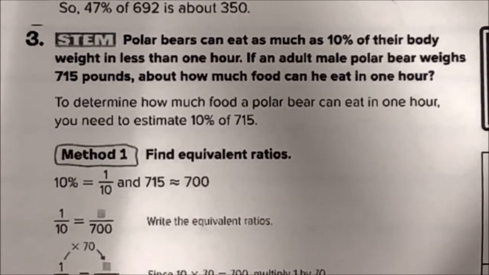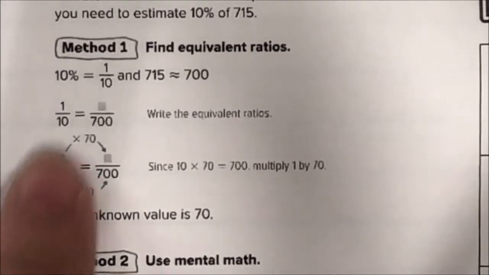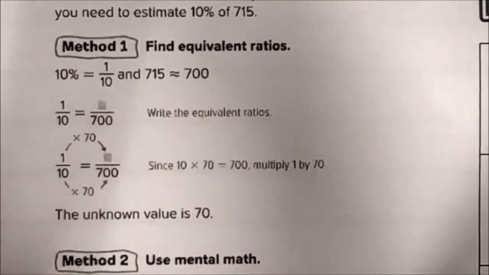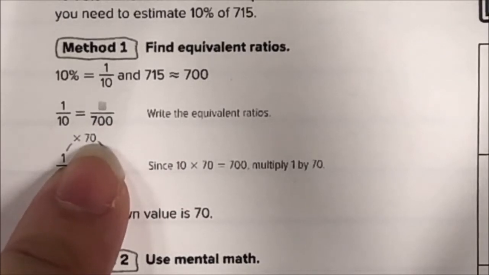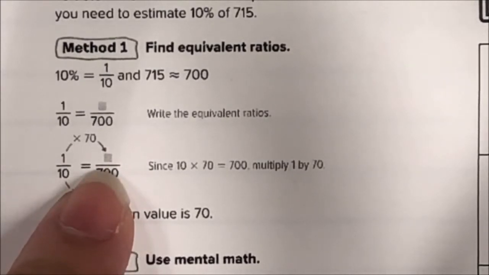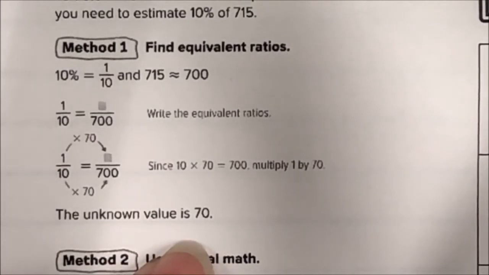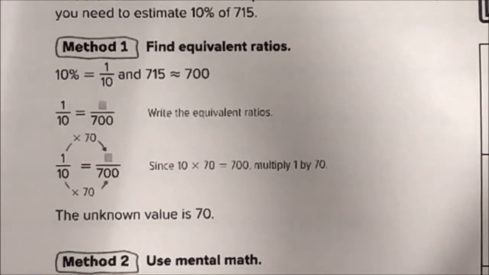So the first method I can use is finding an equivalent ratio. 10% equals 1/10, and 715 is approximately 700. That's what the wavy lines mean, okay? So 1/10 equals blank over 700. Well, 10 times 70 gives me 700. So 1 times 70 gives me 70. So the unknown value is 70. So it's approximately 70. That's about how many pounds of food the polar bear can eat in an hour.